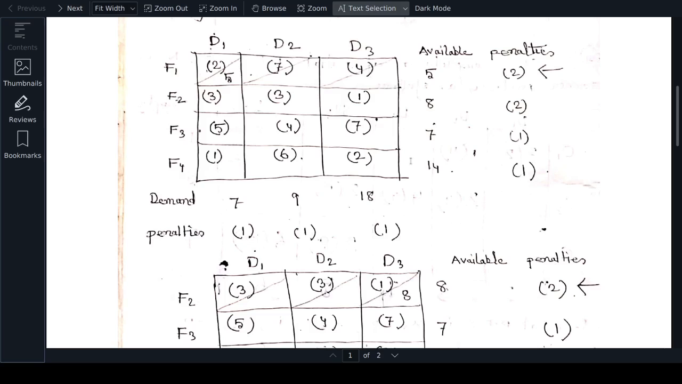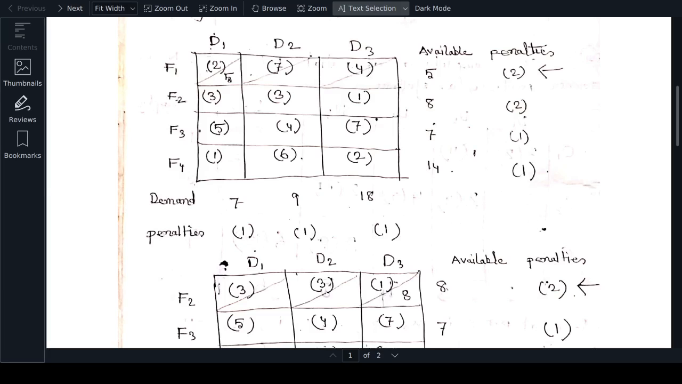So is this step clear or not? How to find out the penalties? Shabaz, Siddharth, what do we do? Anybody, if you have any doubt, you will ask question.